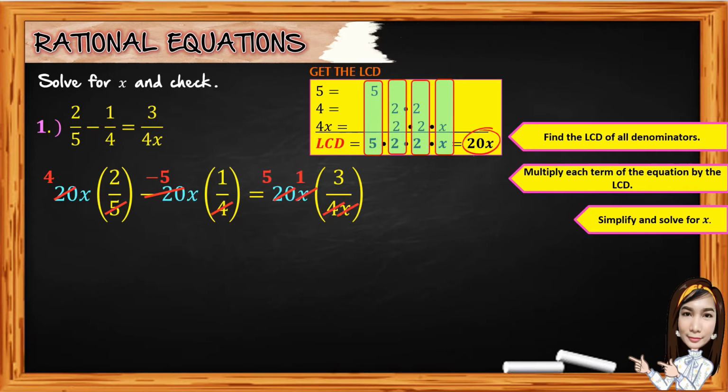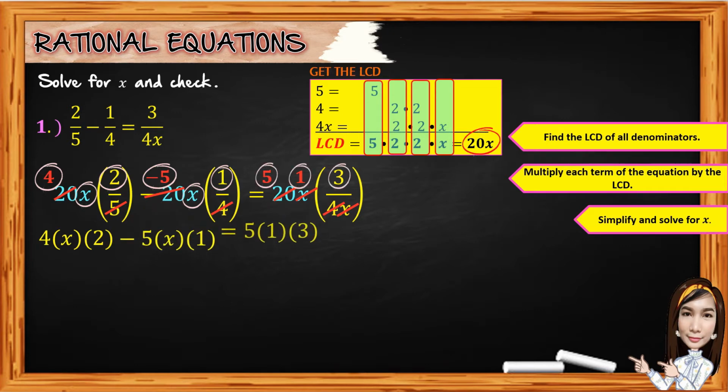Then multiply the remainings. We have, on the first term, 4 times x times 2. On the second term, we have negative 5 times x times 1. And on the right side, we have 5 times 1 times 3. Then 4 times x times 2 is equal to 8x. Negative 5 times x times 1 is equal to negative 5x. Then, on the right side, 5 times 1 times 3 is equal to 15.